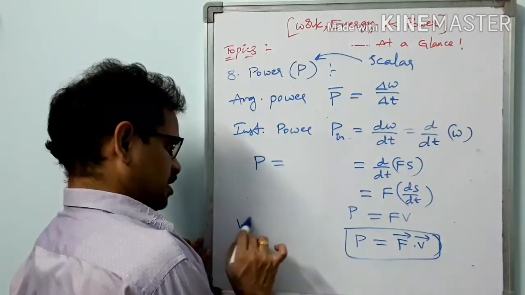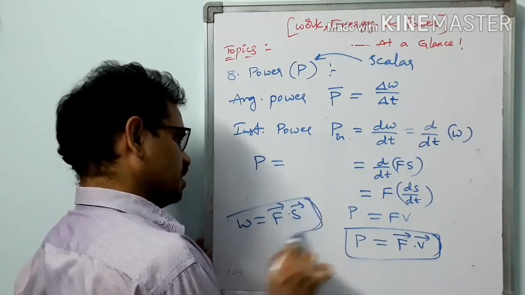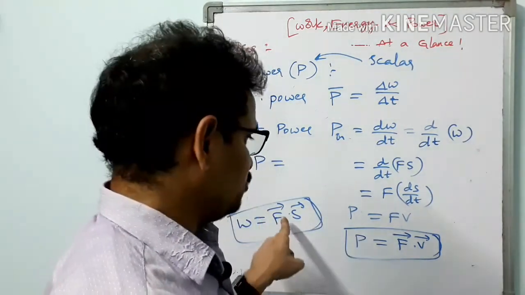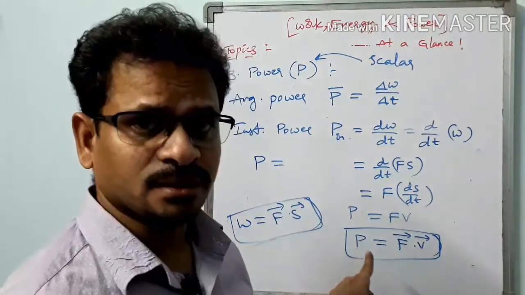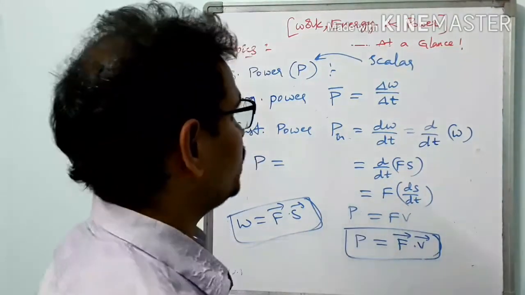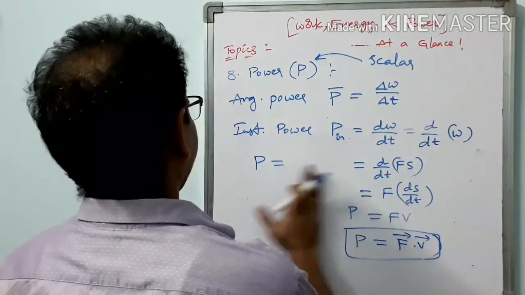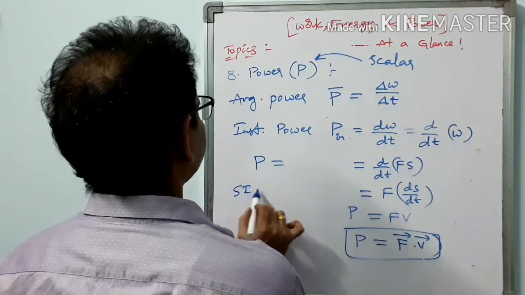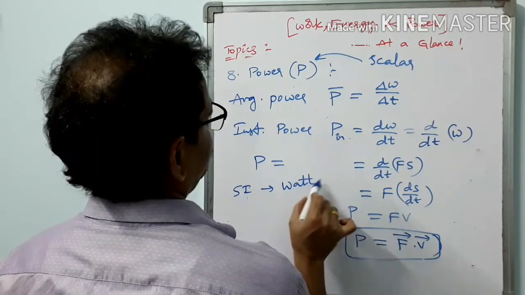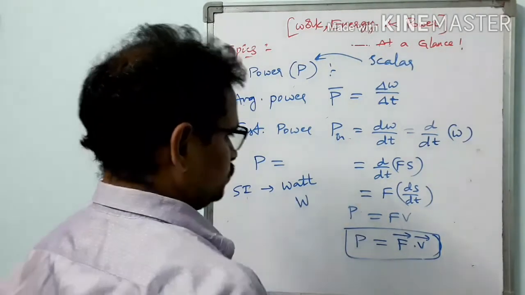I want to remind you what work is here: F bar dot S bar. Work is a scalar quantity which is expressed in terms of two vectors, that is force and displacement vector, while power is expressed in terms of force and velocity vector. And it is a scalar quantity. What is the SI unit of power? Watt. The SI unit of power is watt. Its symbol is capital W.